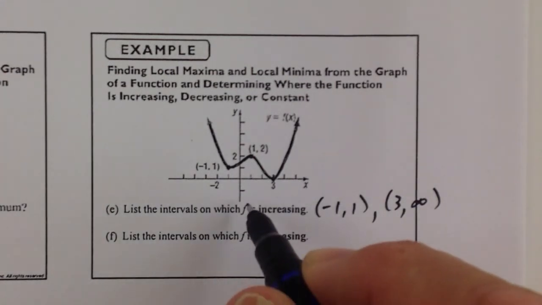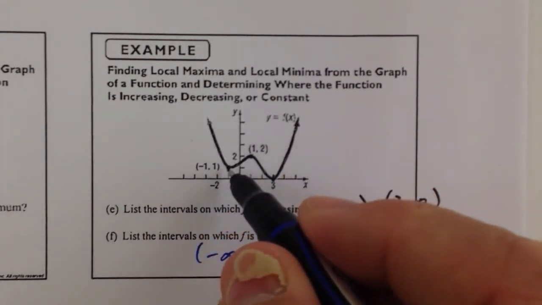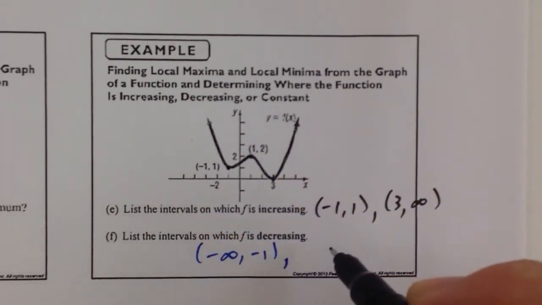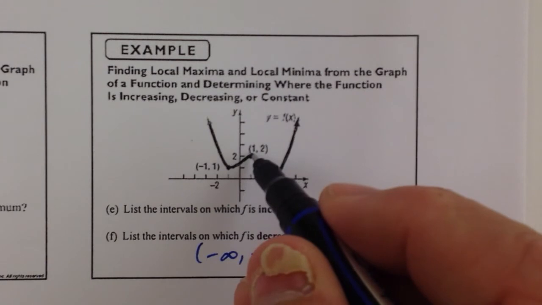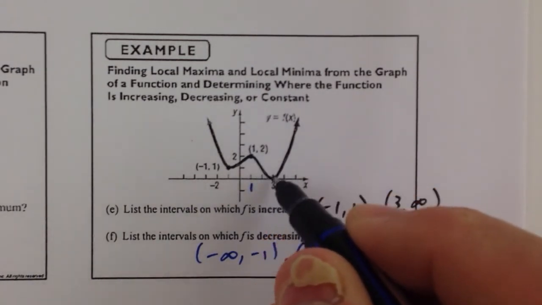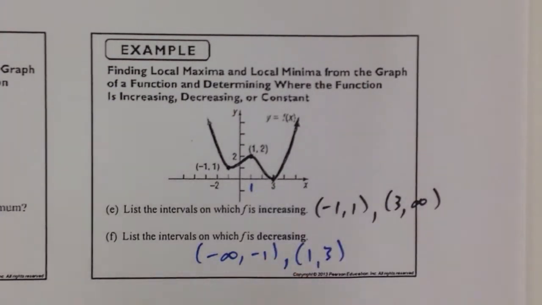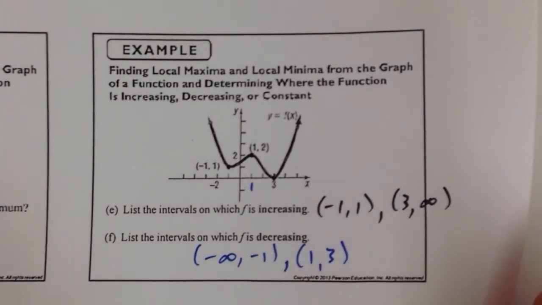So f is decreasing, let's see, from negative infinity all the way here to negative 1, combined with the interval from 1, the x value of 1, all the way to 3, because we're going downhill during that section. Okay, we're about halfway there.